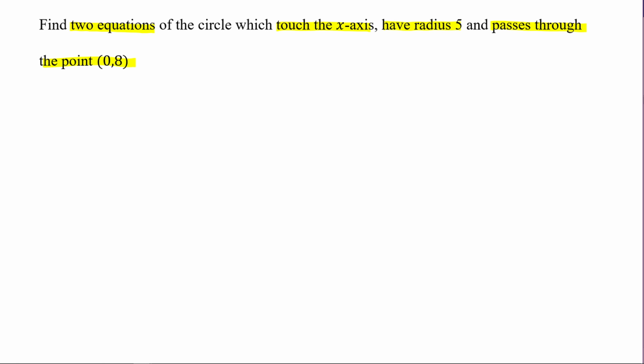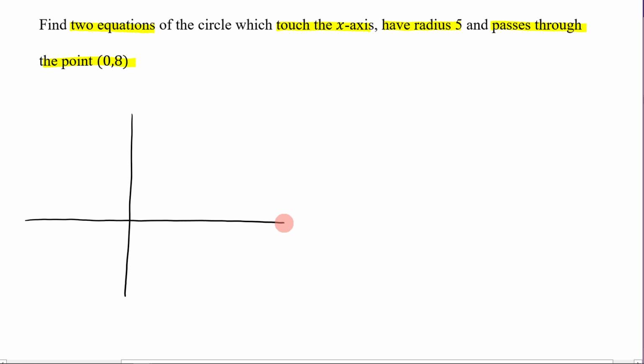The first thing I would do is just give it a bit of a sketch for myself. So let's draw ourselves some axes here. What are we told? We are told that it's touching the x-axis, it has a radius of 5, and is passing through the point (0, 8). So I know that this is 8. I know that it's touching the x-axis and it's going through that. It actually doesn't matter how you draw it, the prettiness of it. That's basically what it's going to look like. And we know that the radius is 5. So that's what we know.